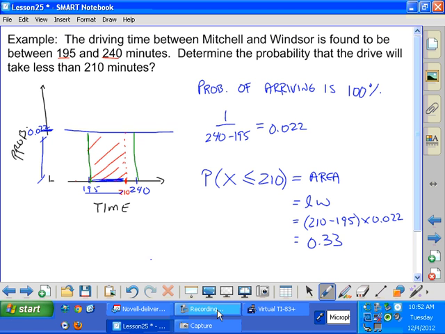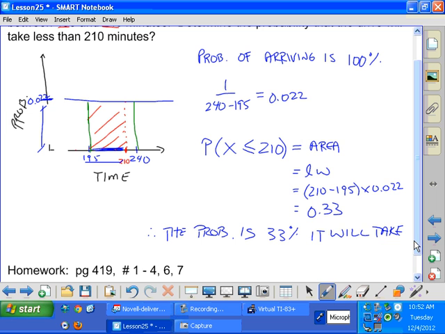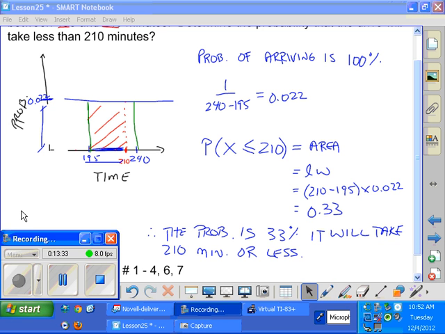So therefore, the probability is 33% that it will take 210 minutes or less. All right. And we're going to talk about what happens if it's not a rectangle in a future lesson. There's the homework at the bottom.